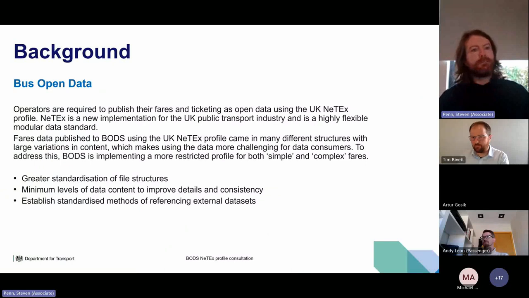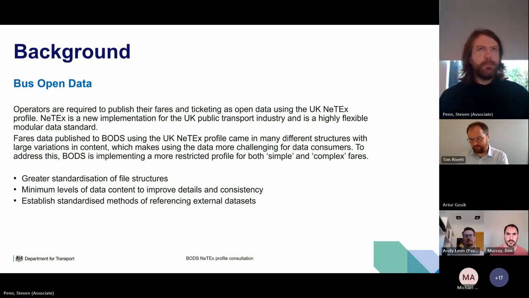Okay, so it's a bit of background about why we're doing this and what it all means. As we know, bus operators are required to publish their fares and ticketing as open data. And the UK NeTEx profile was developed to facilitate that. Now, NeTEx, as we know, is a new thing in the public transport industry, the bus industry. And because of its highly flexible and modular nature, this has had a few early implications that we're trying to address through this profile.